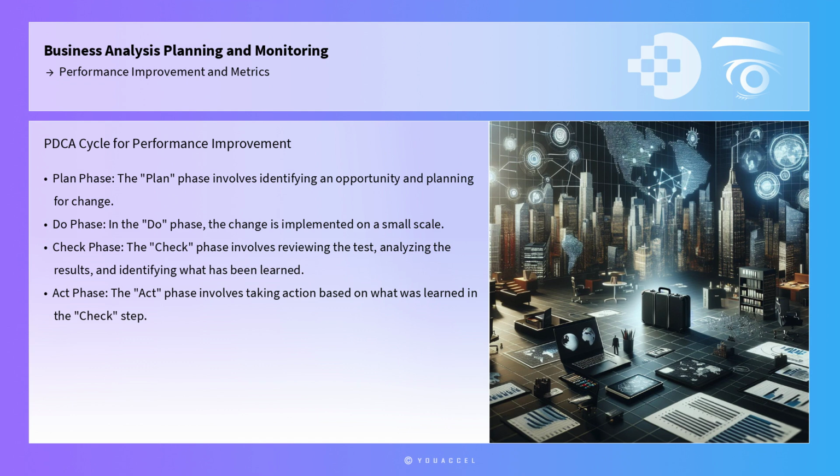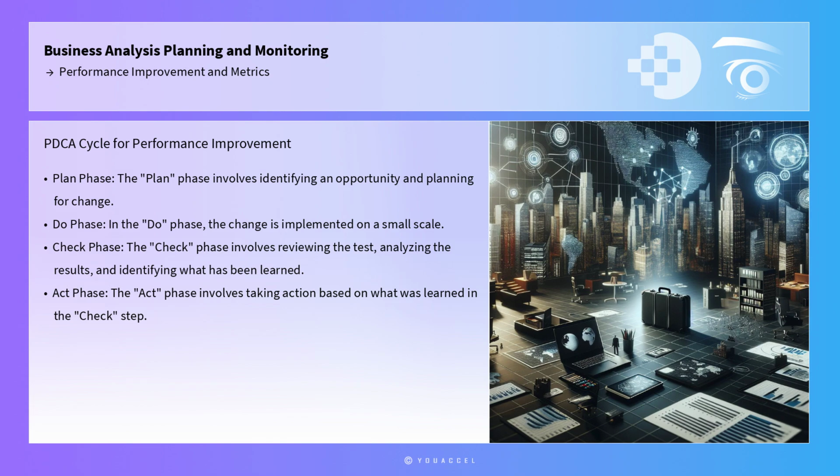One practical tool for performance improvement is the Plan, Do, Check, Act cycle, a four-step iterative method used for the control and continuous improvement of processes and products. Initially developed by Dr. W. Edwards Deming, the PDCA cycle helps BAs systematically test hypotheses, analyze results, and implement changes.